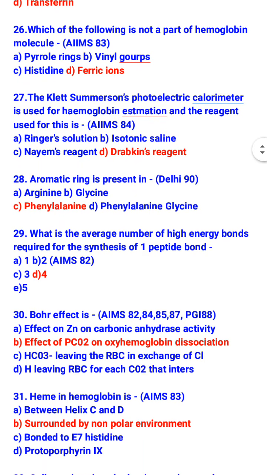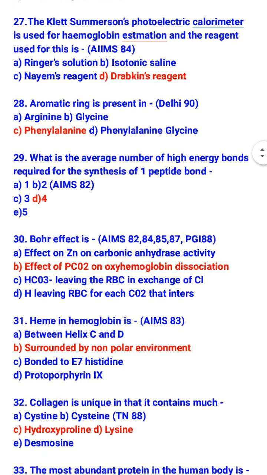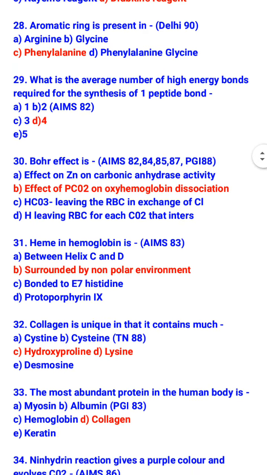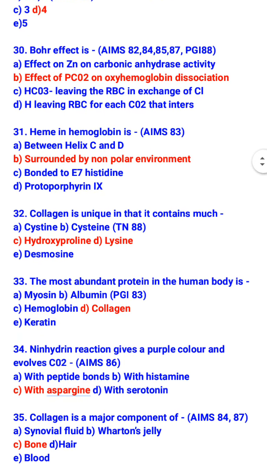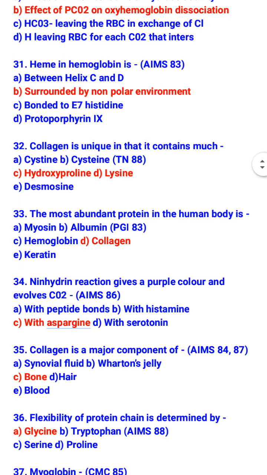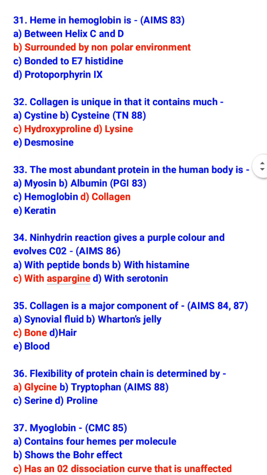What is the average number of high energy bonds required for the synthesis of one peptide bond? 4. Bohr effect is effect of PCO2 on oxyhemoglobin dissociation. Heme in hemoglobin is surrounded by non-polar environment. Collagen is unique in that it contains much hydroxyproline and lysine. The most abundant protein in the human body is collagen.